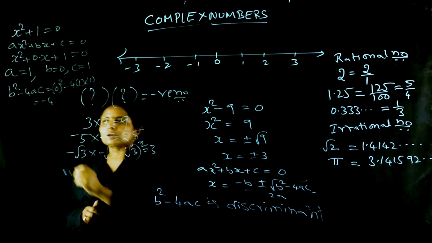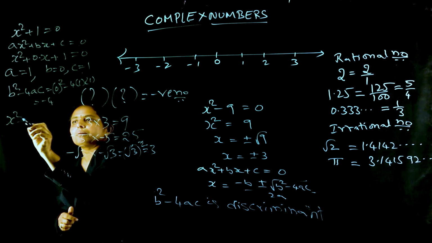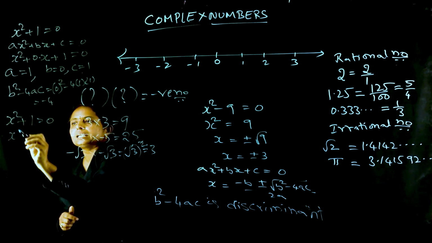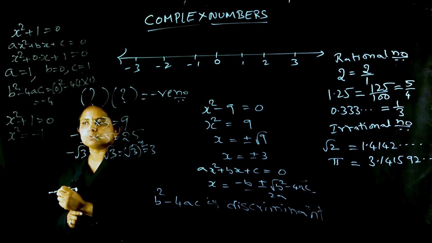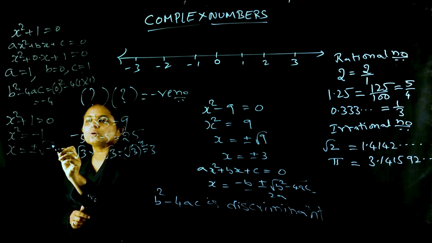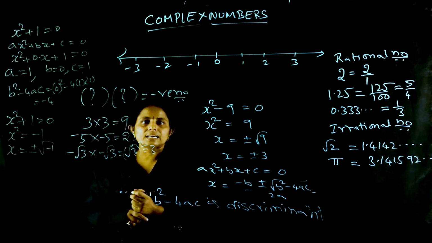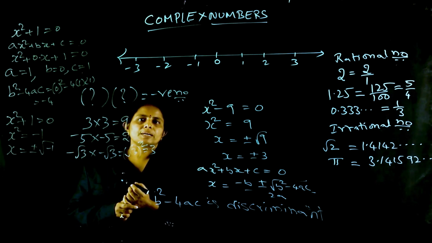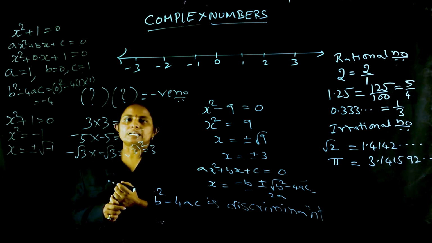If we solve the equation x square plus 1 equal to 0, take this plus 1 to the right hand side, then this will become negative 1. Then x will be equal to plus or minus under root negative 1. As we said earlier, under root of negative numbers are not defined in the real number system. So this particular equation does not have real roots.